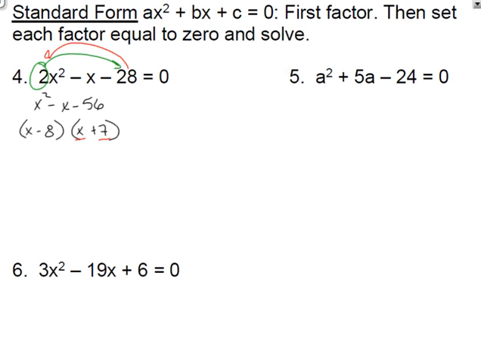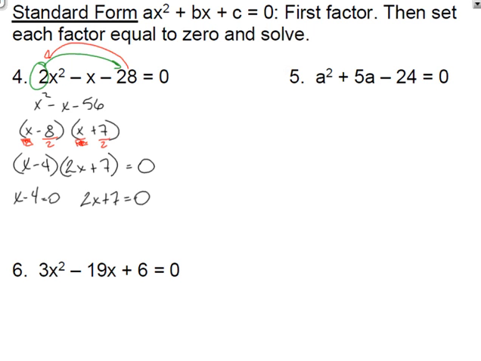I moved my 2 to the right, so therefore I have to now move it back. And I do so, since I multiplied, I have to divide. So I now have x minus 4. 2 does not go into 7 evenly, so it goes in front of my x, so 2x plus 7, and that's equal to 0. I can now set each of these factors equal to 0, so I have x minus 4 equals 0, 2x plus 7 equals 0.